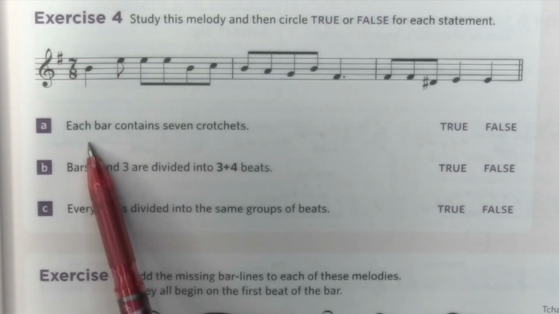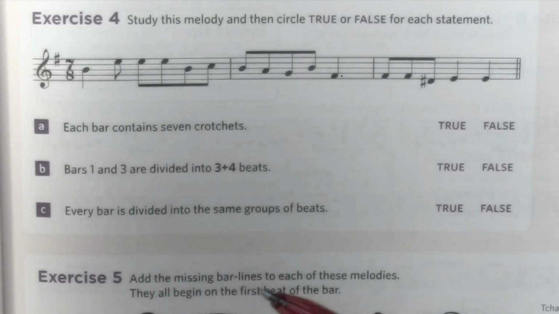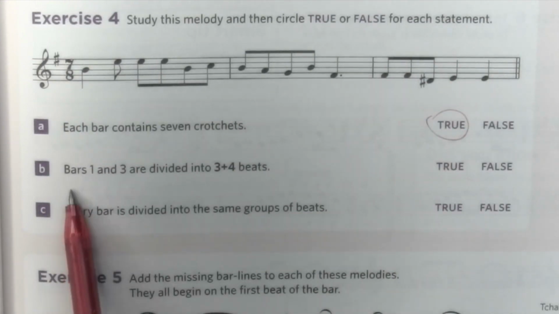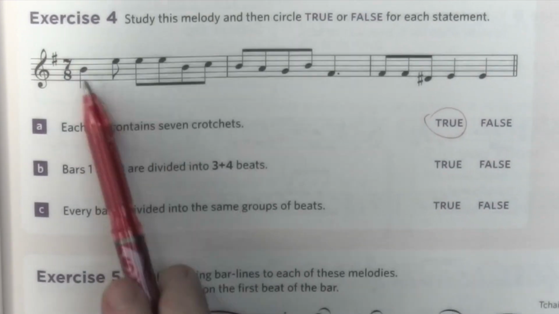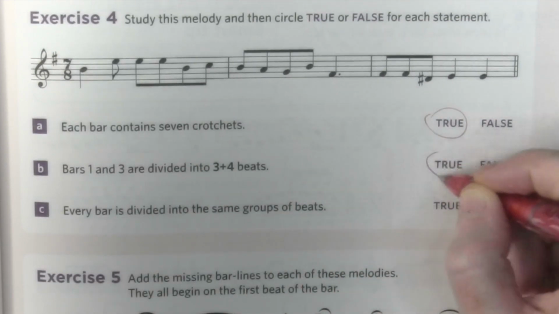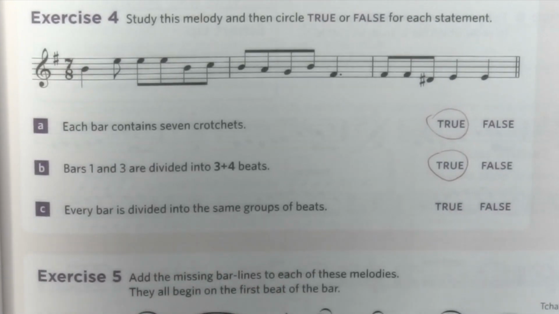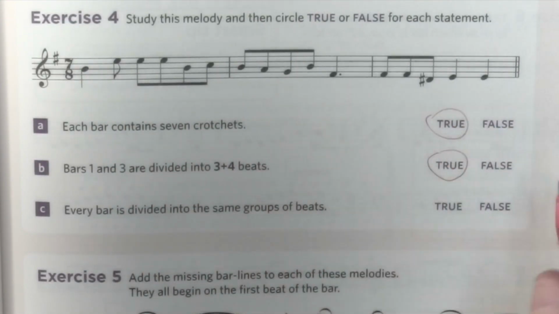Now, let's answer the questions. Each bar contains 7 crotchets. Yes, because they say it here, 7 crotchets in a bar. Yes, true. Bar 1 and 3 are divided into 3 plus 4. So 3 plus 4, 3 plus 4. Yes. Every bar is divided into the same group of beats. That is incorrect because these are 3 plus 4, but this is 4 plus 3. So, no thank you. Done. Very quickly.